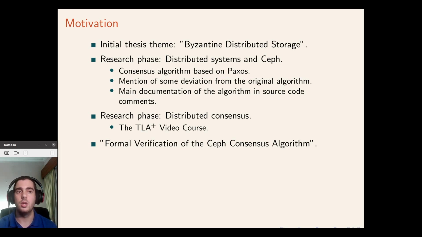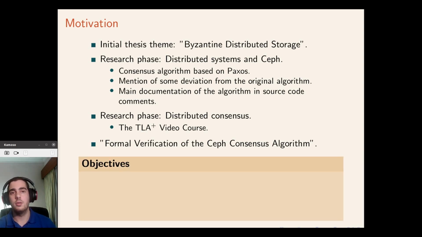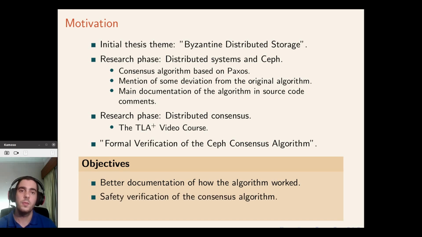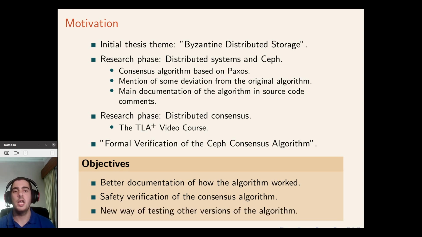formal verification of the Ceph consensus algorithm, where I would develop a specification for the implementation they have of a consensus algorithm. The main objectives were to have better documentation of how the algorithm worked, do safety verification of the consensus algorithm that was implemented, because they mentioned some deviations from the original algorithm, and have a new way, and in my opinion an easier way, of testing other versions of the algorithm, for example a version where Ceph can also tolerate Byzantine failures.